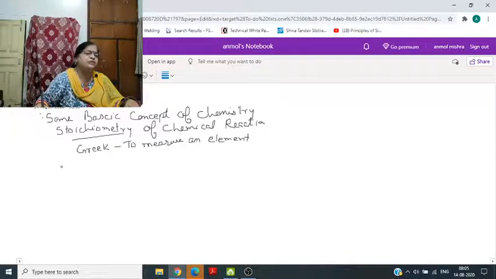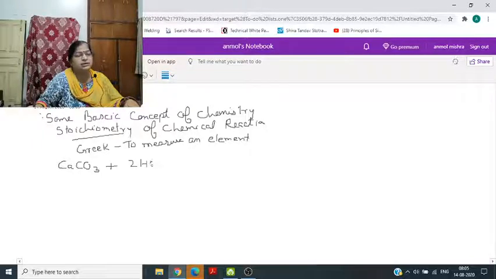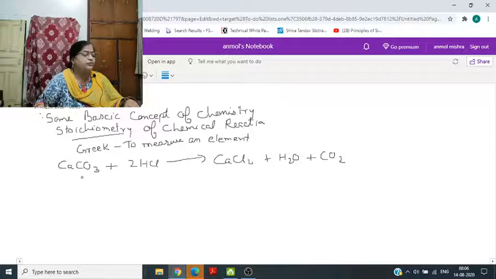Now, I will take one example to explain what is stoichiometry. Calcium carbonate reacts with hydrochloric acid to form calcium chloride plus water plus carbon dioxide. The first thing we should keep in mind is that the equation should be balanced. So here this equation is balanced.